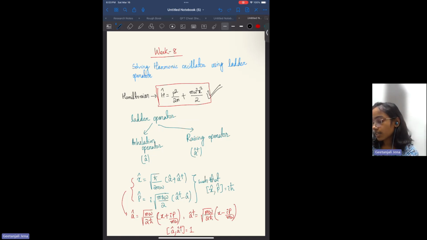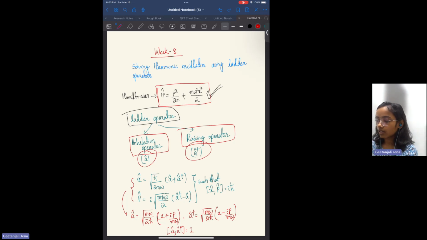To solve this Hamiltonian, what we have done is we have introduced the ladder operator. The ladder operator can be of two types. One is the annihilation operator and the other one is the raising operator. The annihilation operator is represented by A and the raising operator is represented by A dagger.